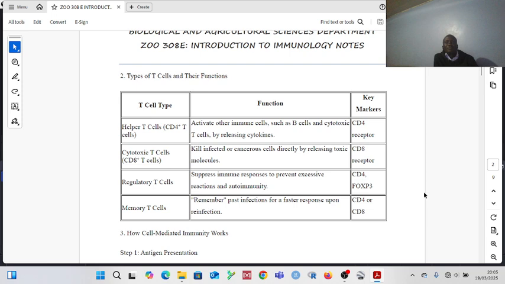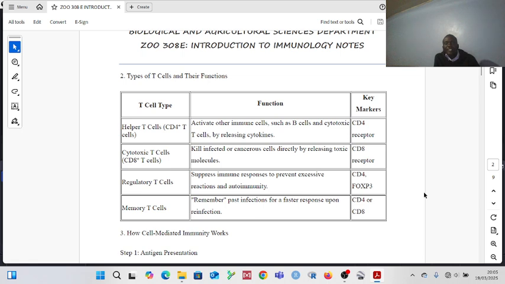So what are the types of T cells and what are their respective functions? So we've got around 4 types of T cells. The first type is the helper T cell or the CD4 T cells.